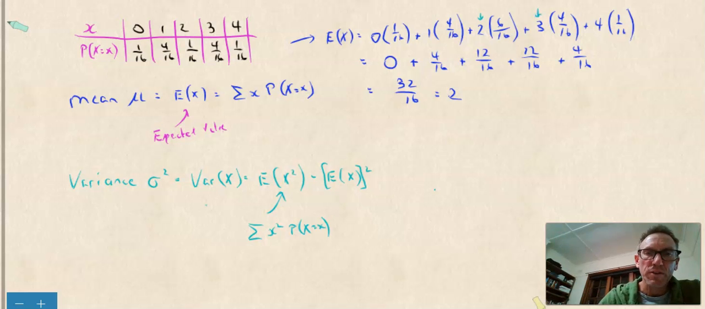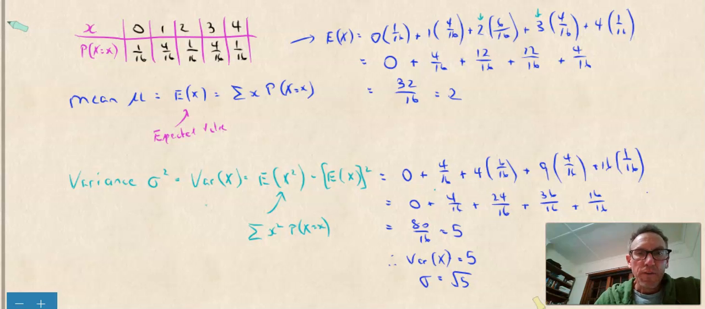And then we subtract the square of our expected value, which will be 4. So I'll go ahead and crunch that. Okay, we calculate the expected value of X squared, which pops out to be 5, and so our variance is 5 and our standard deviation is the square root of 5. Two more measures that we want to look at, and that is mode and also median.